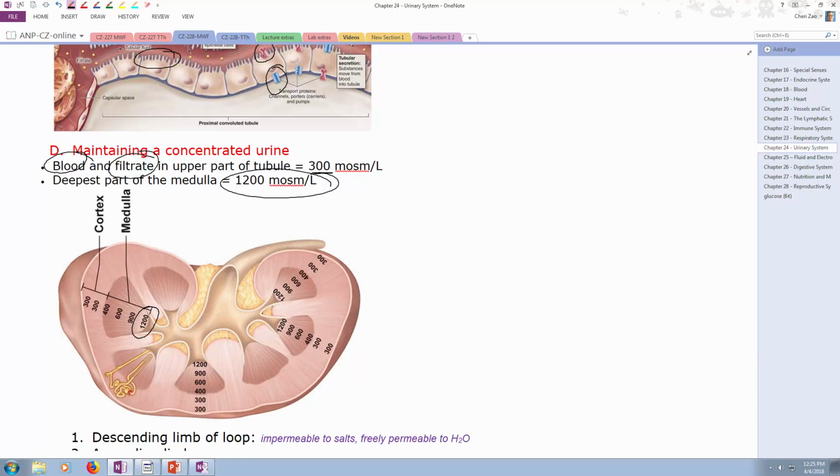If you'll notice, there is a gradient of osmolarity as we go towards the base of the pyramid, and also where our glomeruli are located, we have an osmolarity of the surrounding tissue of 300 milliosmoles, which happens to be the same as the osmolarity of our blood, as well as the first portion of our filtrate.